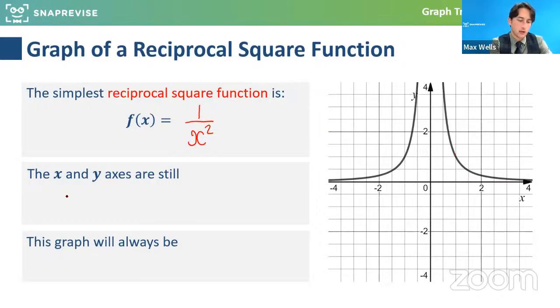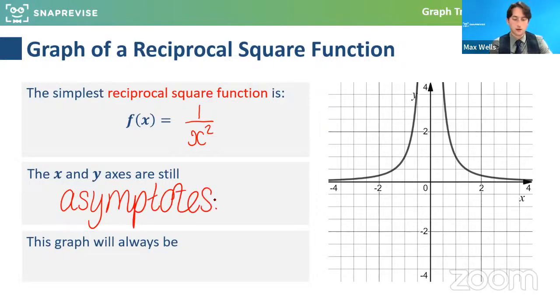So the x and y axes are still what we call asymptotes, the lines that they infinitely approach but never touch. And the graph will always be, for this type of one, above the x-axis, as we said.